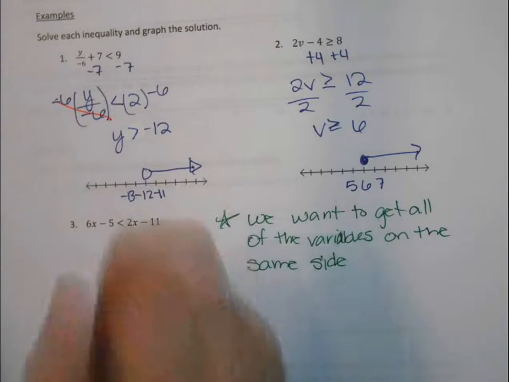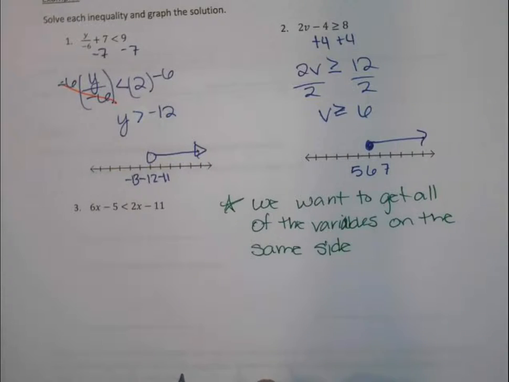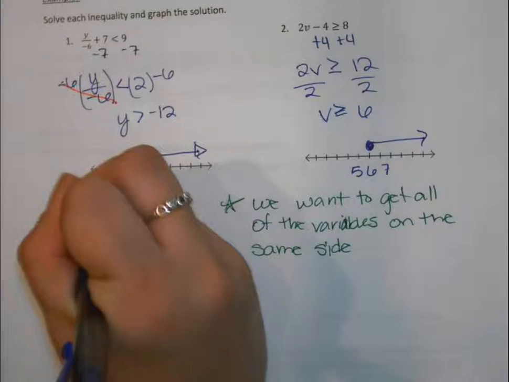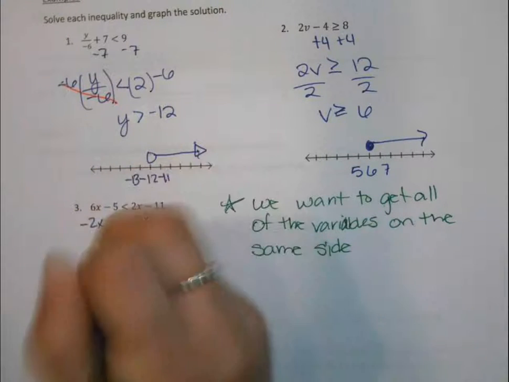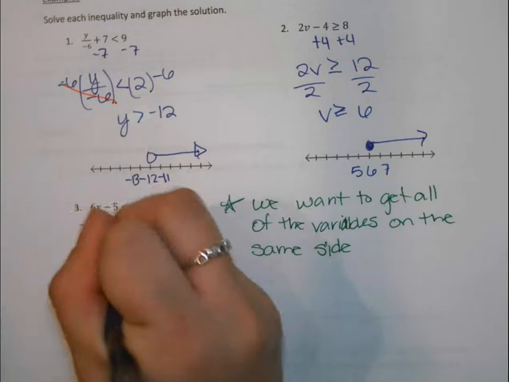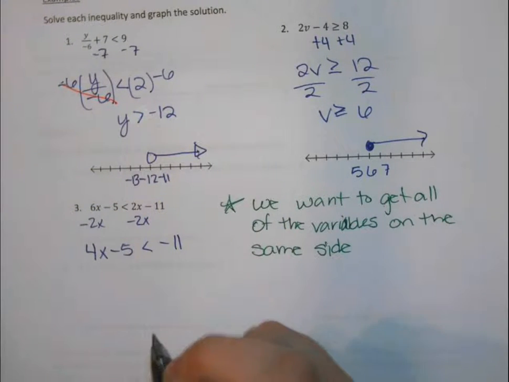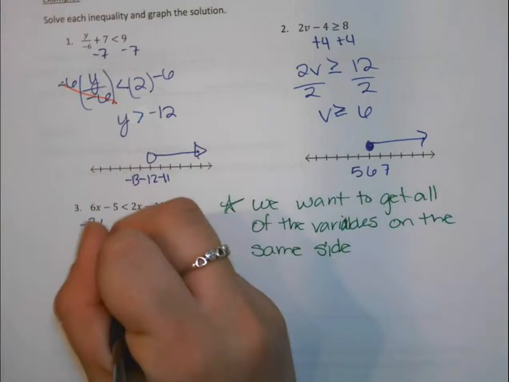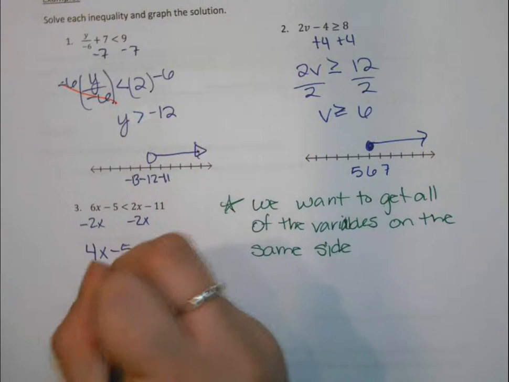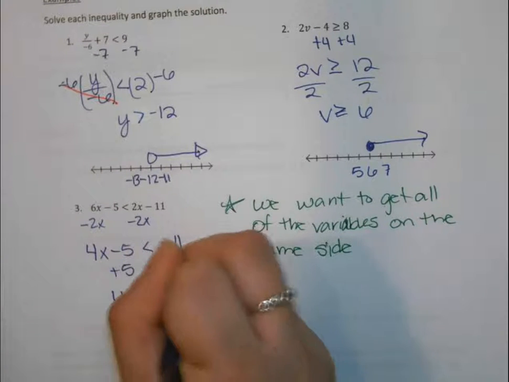So I'm going to go ahead and just move the 2x because it's smaller, but you can move the 6x if you want. So I subtract 2x on both sides, gives me 4x on the left, the -5 stays the same, and the -11 stays the same. Then I'm going to add my 5 over to get the x by itself. So I have 4x is less than -6.